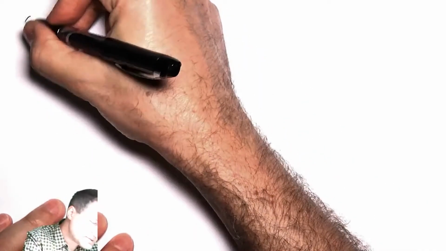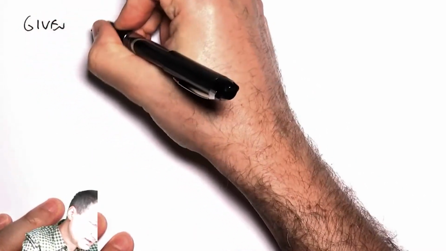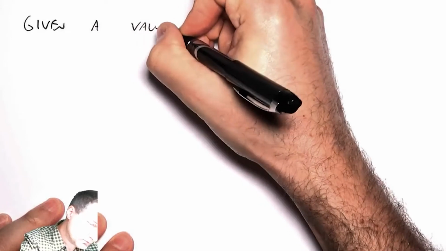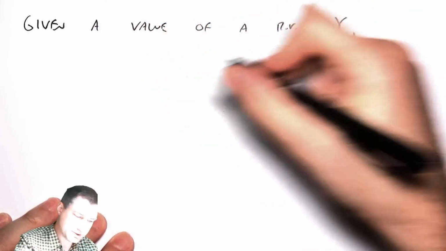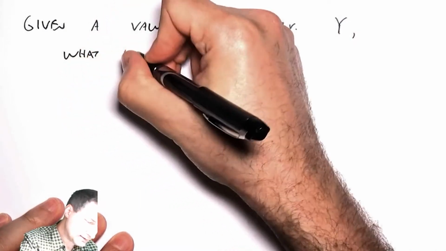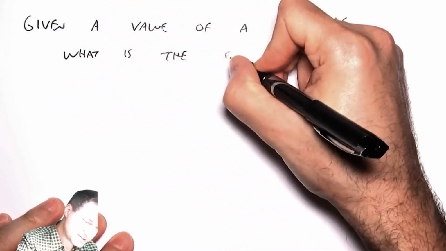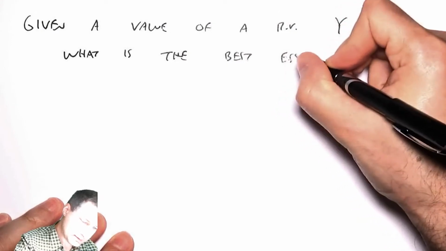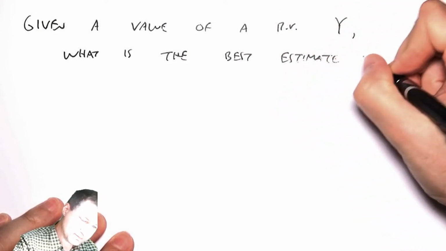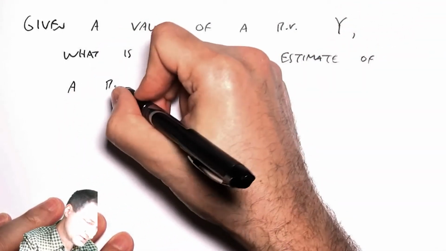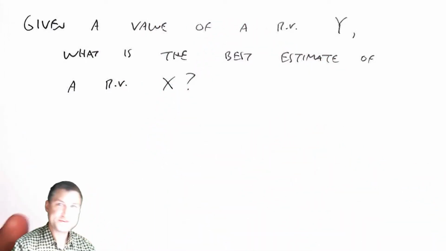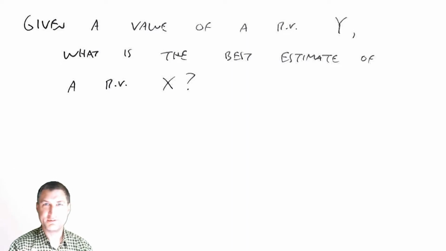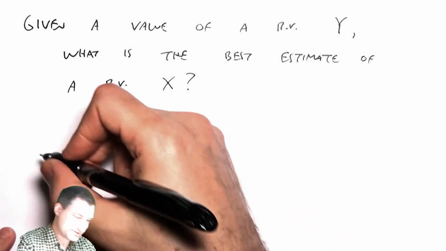So now I want to talk about what are called estimation problems. The setup is pretty simple. I'm given a value of a random variable y that I observed. I want to find the best estimate of some corresponding or correlated random variable x. These kinds of problems are pervasive in electrical engineering and science in general.